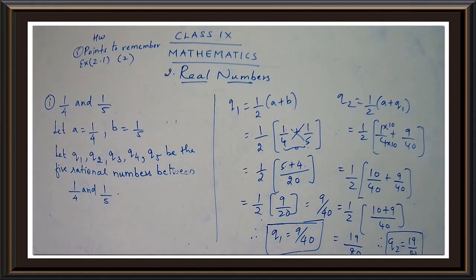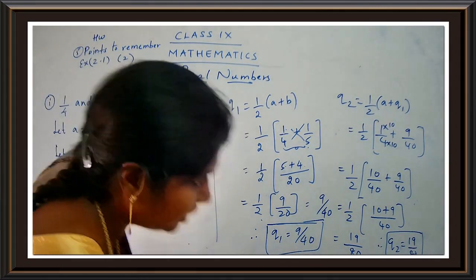So we got the second rational number. We got the first rational number and also we got the second rational number. Are you clear, children? Okay. Let's go for the next thing. What is that? Q3. Come on, let's do Q3.